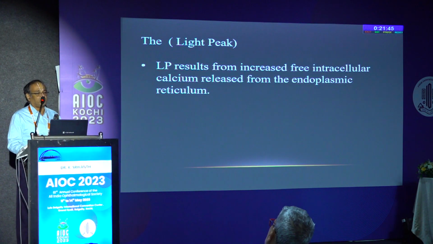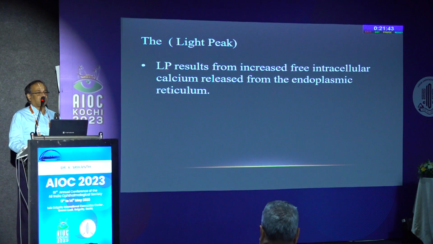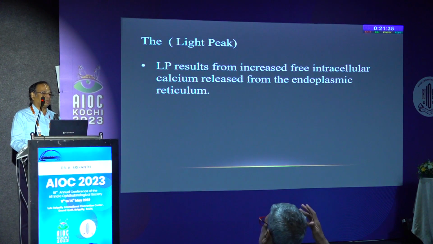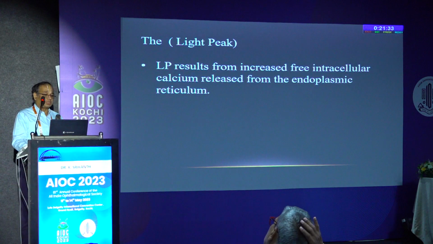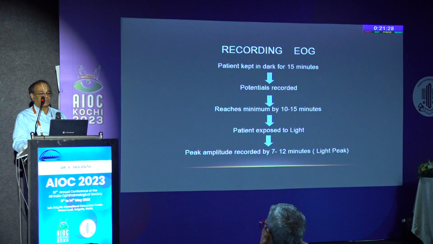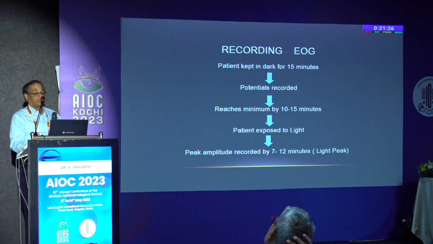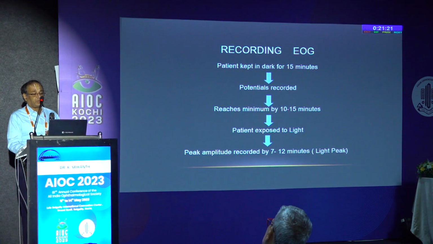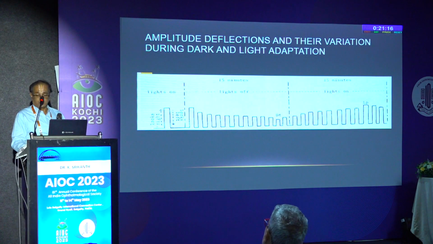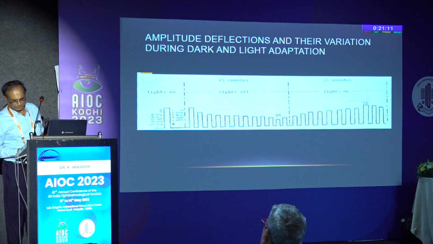Light peak is the maximum peak of the waves recorded during the light exposed phase. This results from the movement of intracellular calcium released from the endoplasmic reticulum. So the patient is exposed to light, and peak amplitude is reached by 7 to 12 minutes. That is known as a light peak. So here the picture shows it.